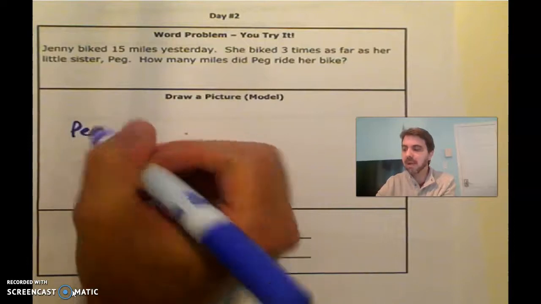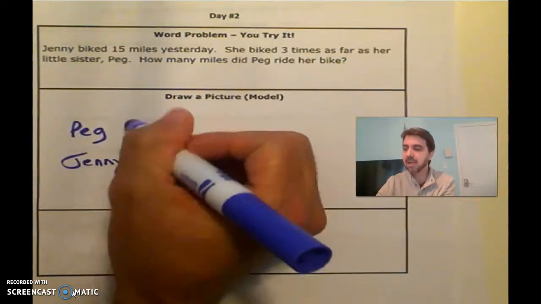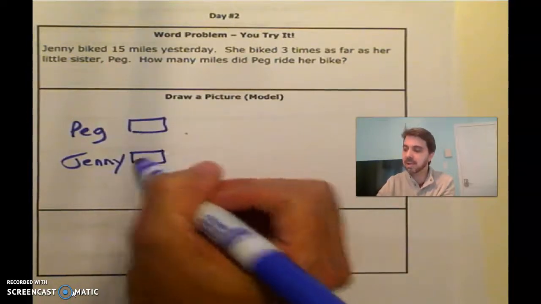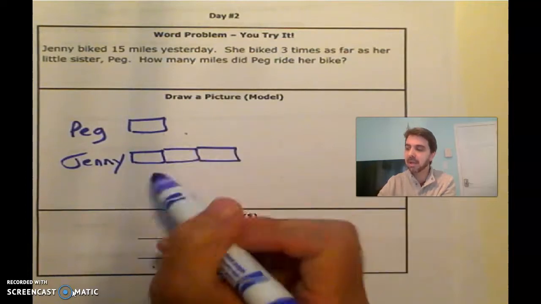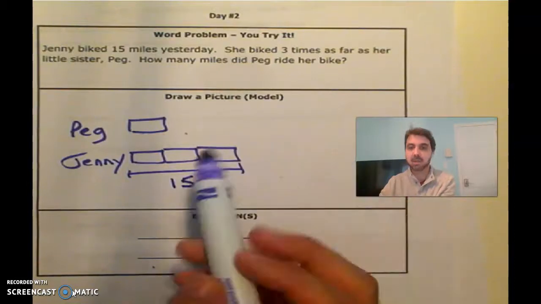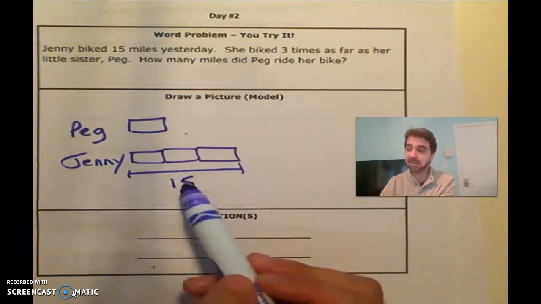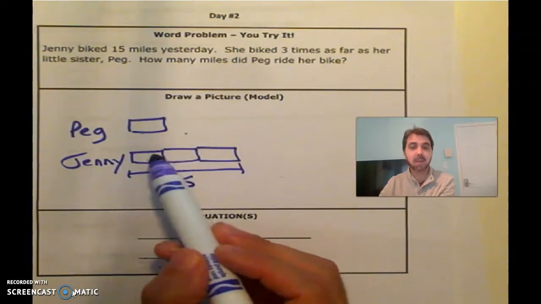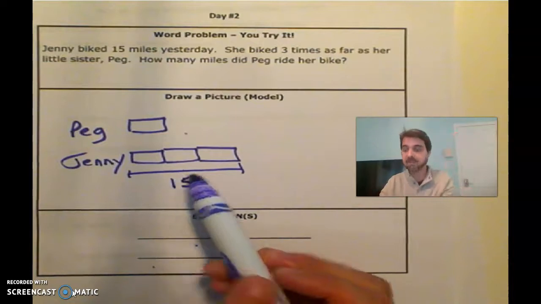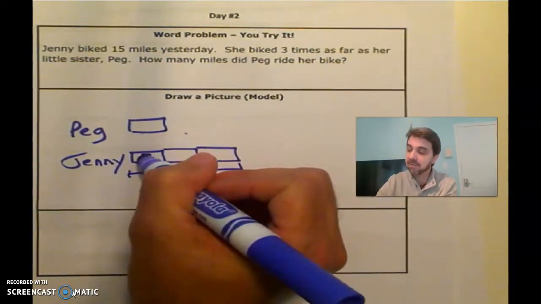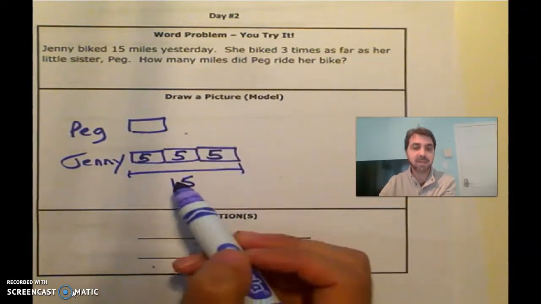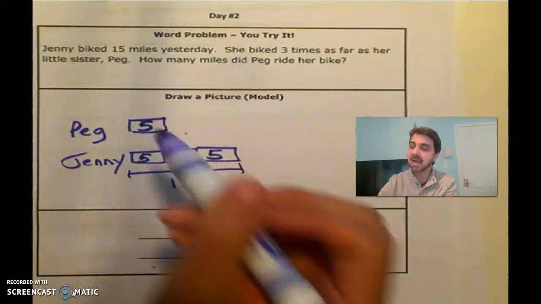So if I were doing this, I might put Peg and Jenny. We don't know what Peg is, but we know that Jenny is 3 times more. 1, 2, 3. And we know that Jenny biked 15 miles. So again, we have divided by 3, right? So 15 divided by 3. What plus what gives me 15? Or 3 times what gives me 15? So that would be 5. 5, 10, 15. So Peg must have biked 5 miles.